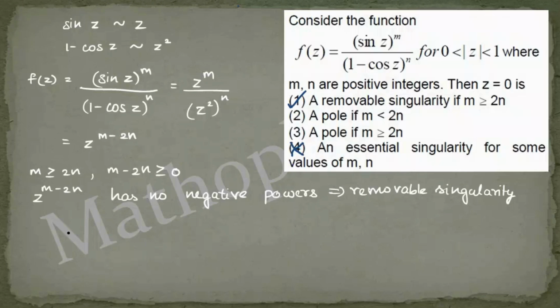And suppose m less than 2n, then m minus 2n will be less than 0. So it will be 1 by z bar m minus 2n, which will imply a pole. So therefore option 2 is correct, a pole if m is less than 2n, and option 3 is wrong. So the correct answers are option 1 and 2.